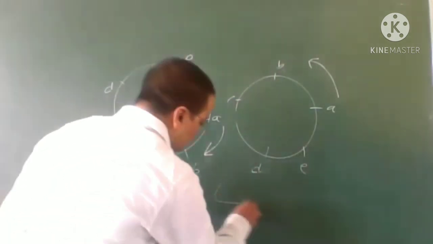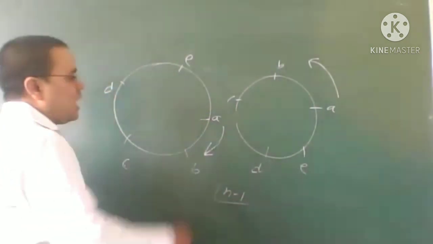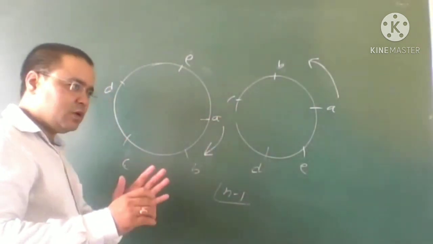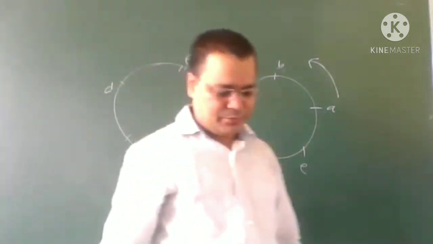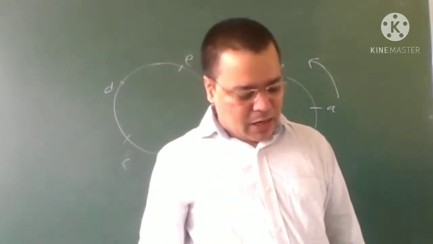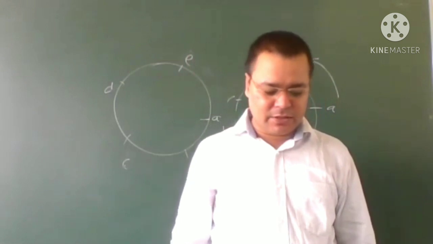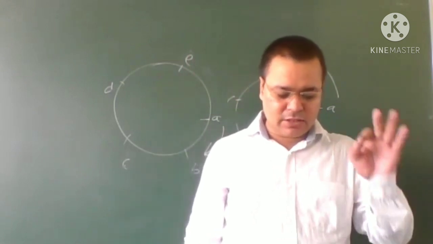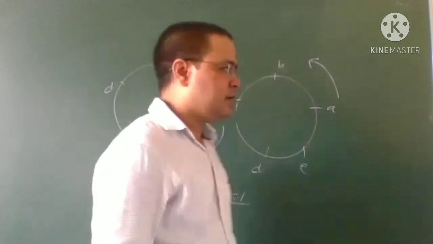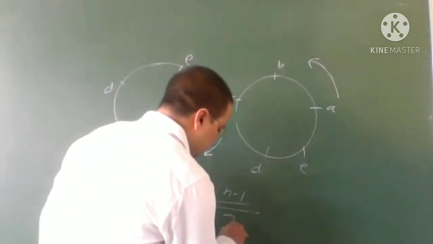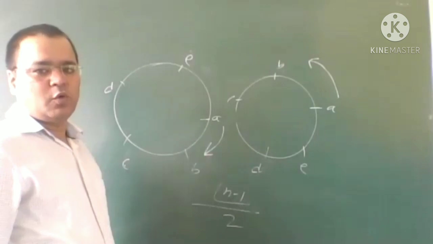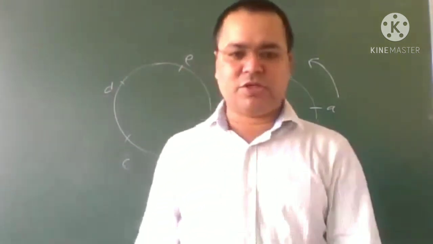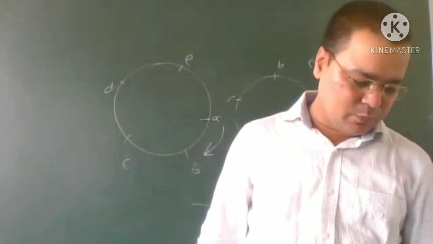Then we know that the total number is factorial n minus 1 and the two are of the same kind. Therefore, the number of ways of arranging n persons around a round table so that no person has the same two neighbors is factorial n minus 1 by 2. This is circular permutation.